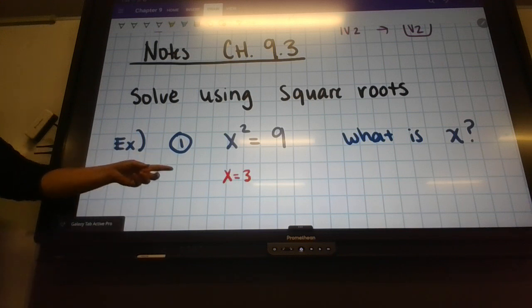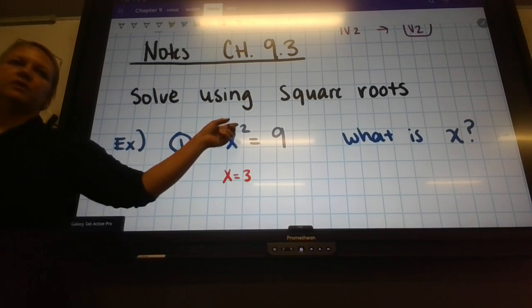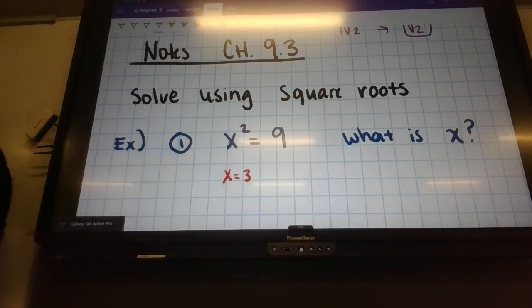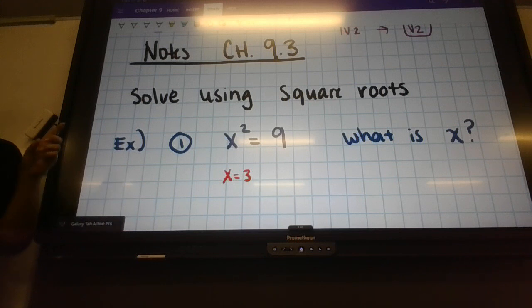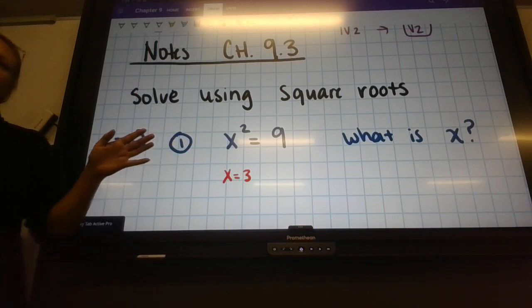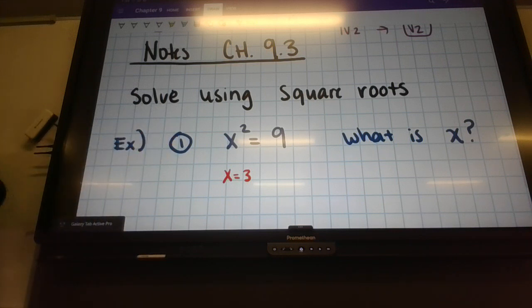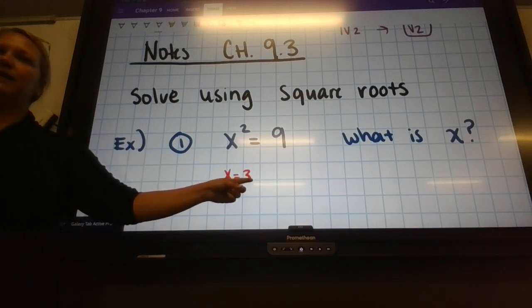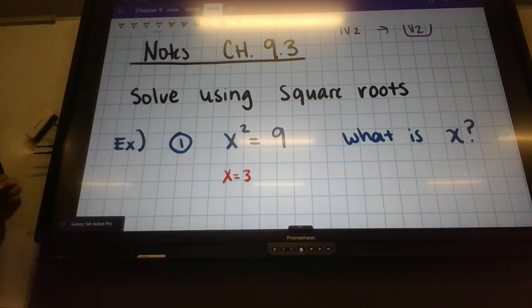Does everybody agree that if we put a 3 in here, that 3 squared is 9? Is there anything else squared that makes 9? There is. Good job thinking of that. What else times itself would make 9? No, 1 times 1 is 1. 3 times 3 is 9. What else times itself is 9? No, 9 times 9 is 81.